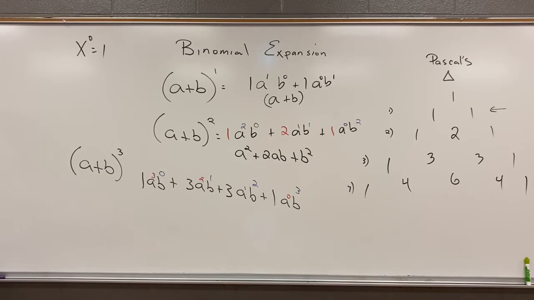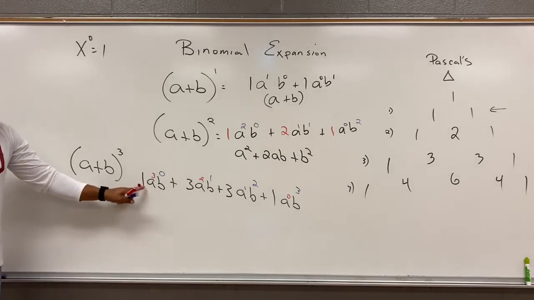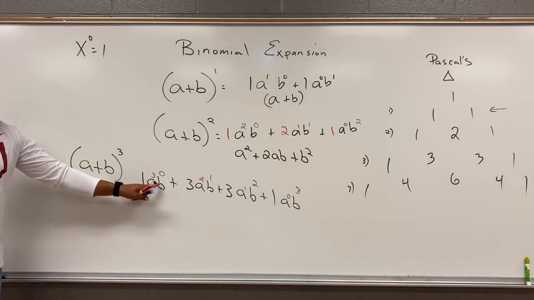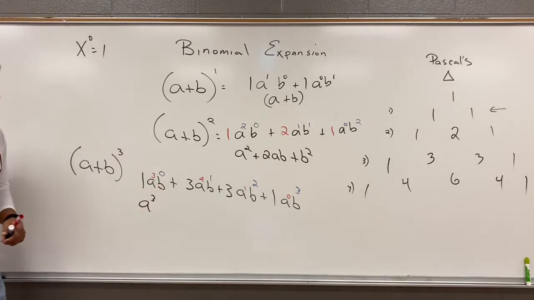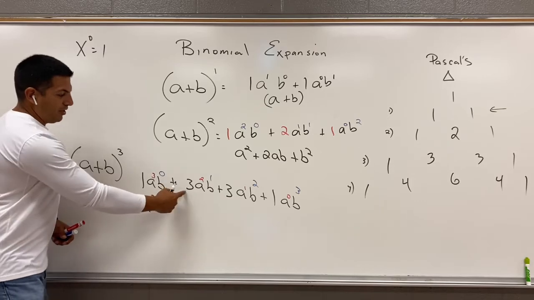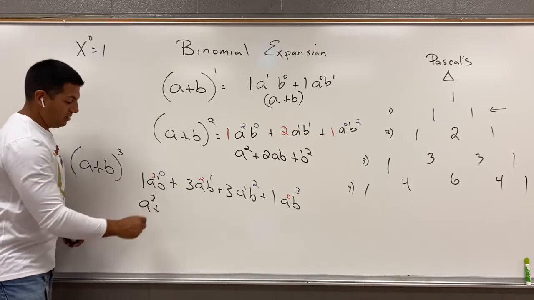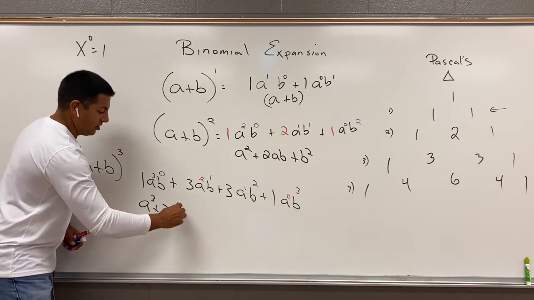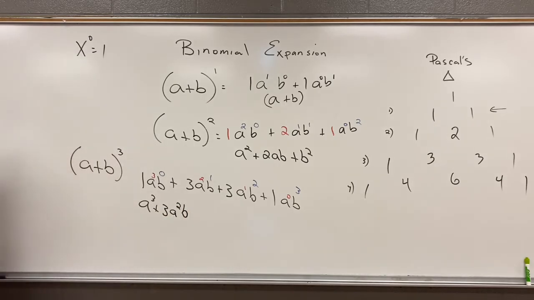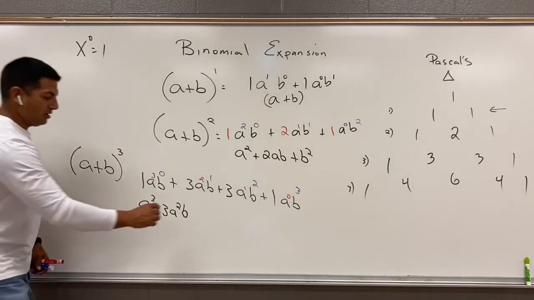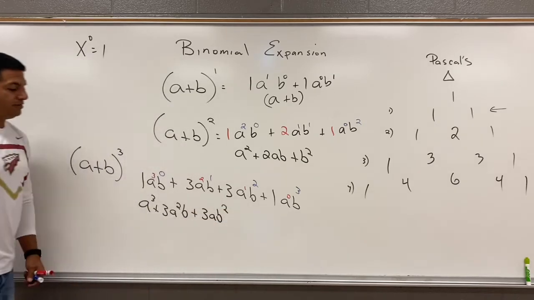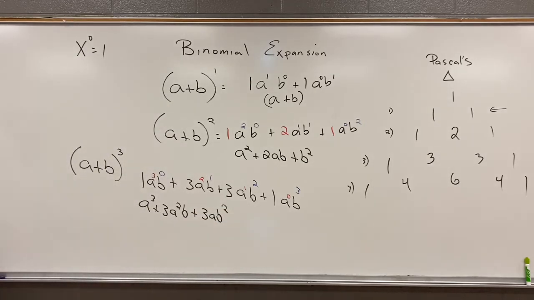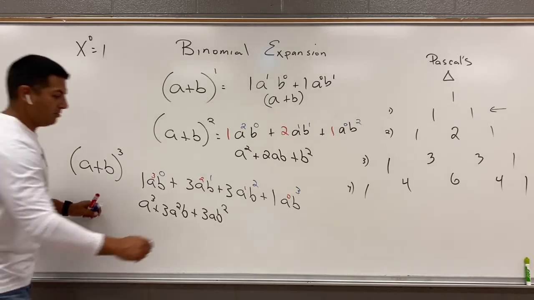So if we clean this up, what is 1 times A to the third power times 1? A to the third power. What is 3 times A squared times B? 3A squared B. And then this one is 3AB squared. And then the last term is B to the third power, B cubed.